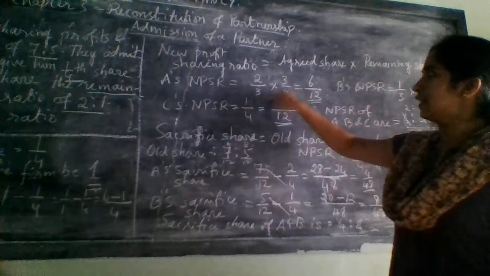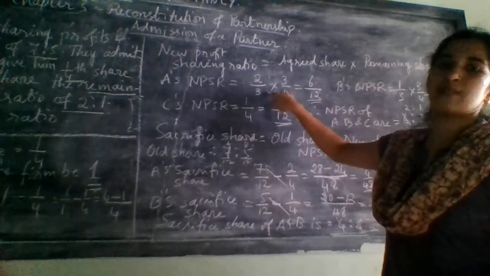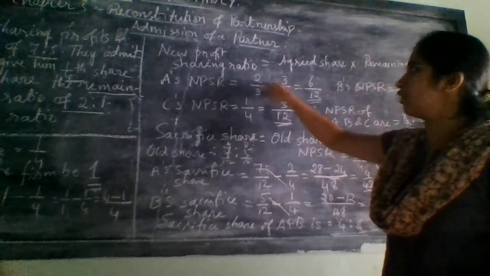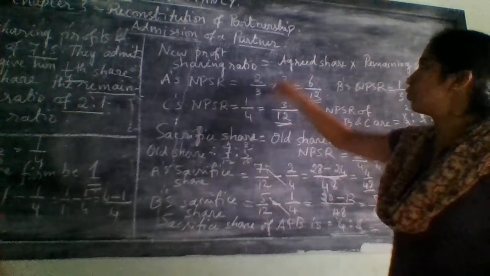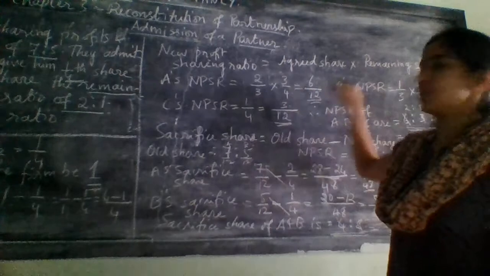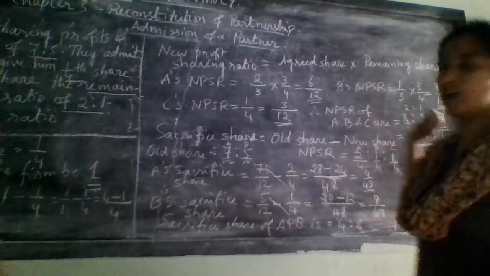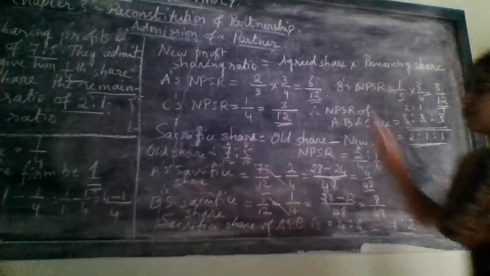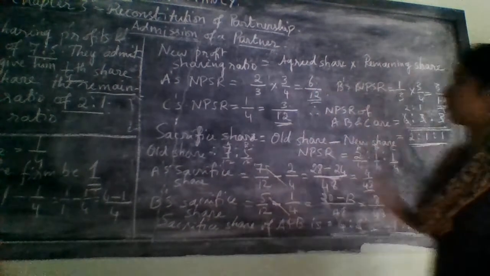So 2 by 3 into 3 by 4. This is multiplication. You need to get the product, so you need to do multiplication. 2 3s are 6, 3 4s are 12. No need of calculating common denominator. Why? Because this is multiplication of fractions.